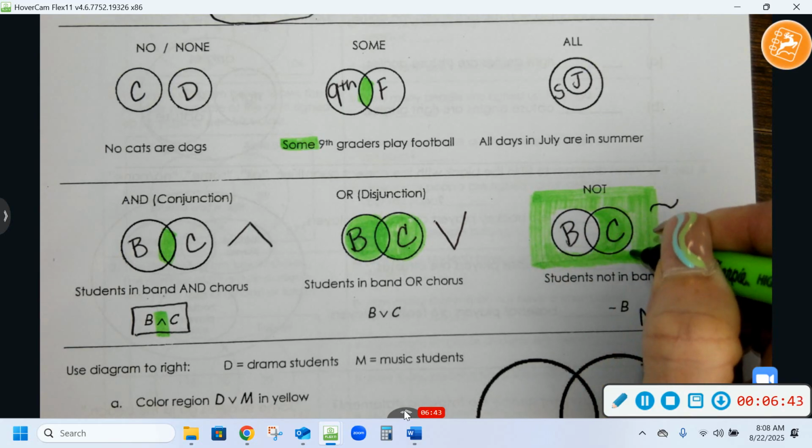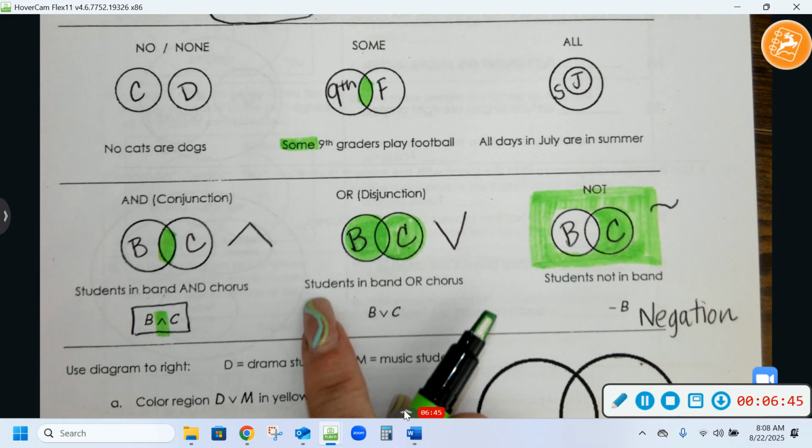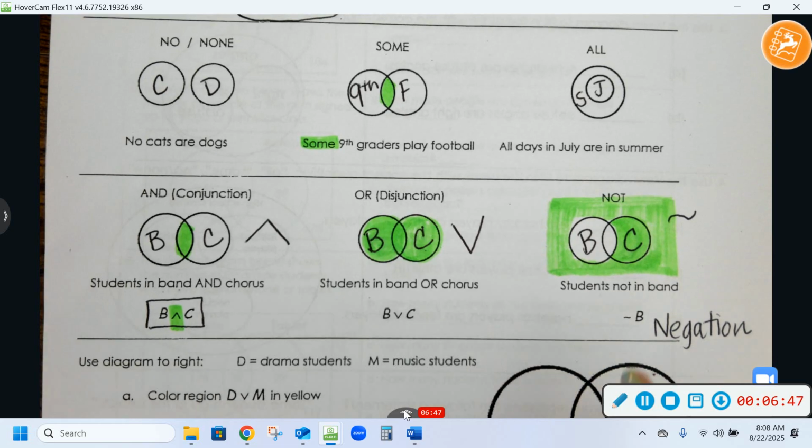Now that wasn't relevant in our first two examples because we were only talking about band and chorus, but when I'm talking about students not in band, I also have to think about the kids that are not in either.